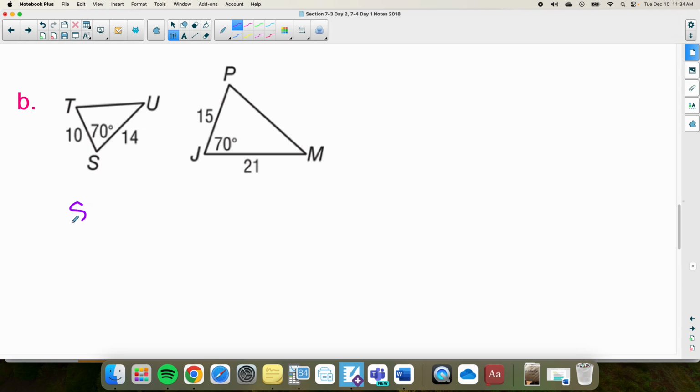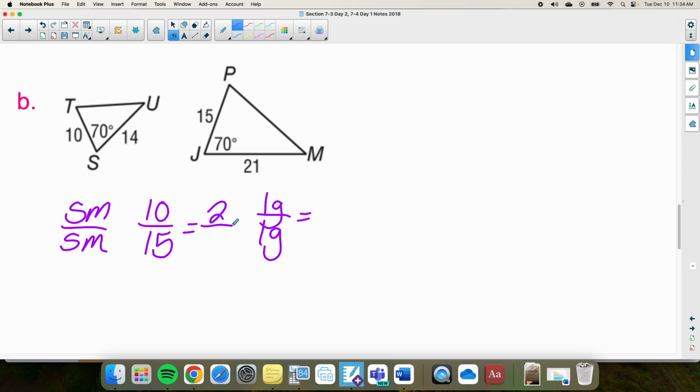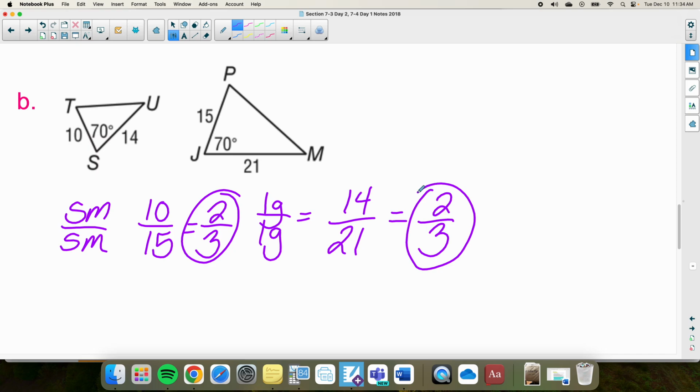So in this one, we have to do small over small. And then you could just think of it as large over large. Okay, smallest side here is 10. Smallest side here is 15. 5 goes into each of those, so this would be 2, this would be 3. For large over large, this is 14, this is 21. Is that 2/3 also? 7 goes into each of those, 7 goes in here twice, 7 goes in here 3 times. So these end up being similar also.